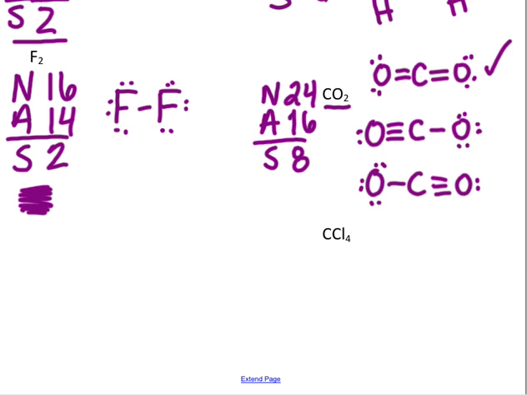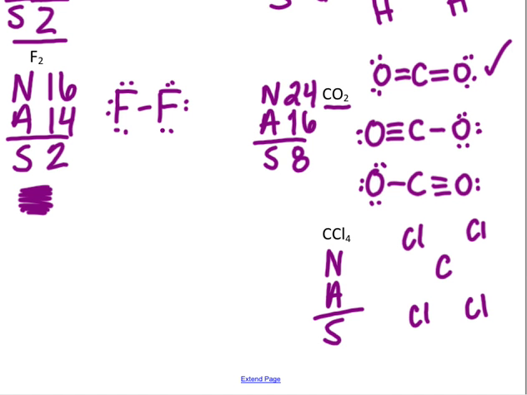CCl4, really easy. C in the middle, the Cl's on the outside. Needed, available, shared, and then how many do we need? 40. 8 times 5 things, 40. Each carbon needs 4, chlorine 7. 7 times 4 is 28 plus 4 is 32. So we're going to share 8. How many bonds is that? 4 bonds. So we have our little tetrahedral thing here.